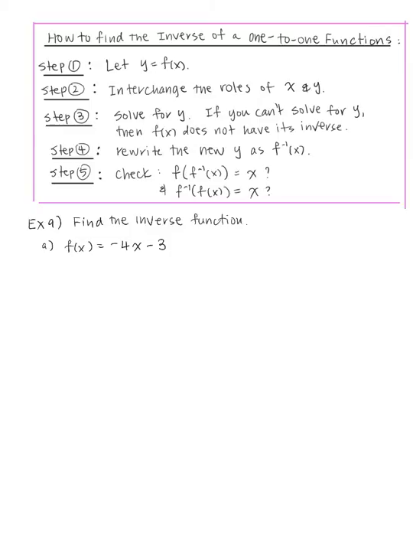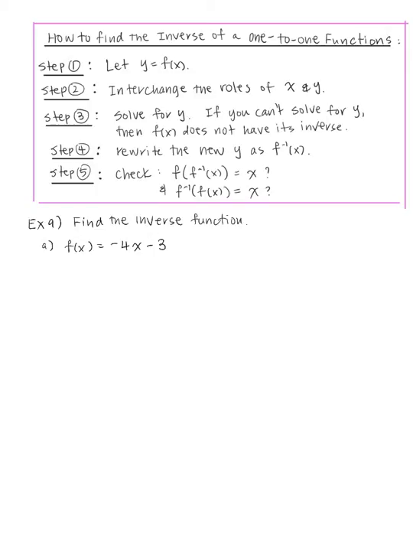Okay, let's take a look at an example. Example 9, find the inverse function. Don't worry, we're going to go over a few examples. We're going to build our way up, so let's go nice and easy first. Let f of x be negative 4x minus 3.